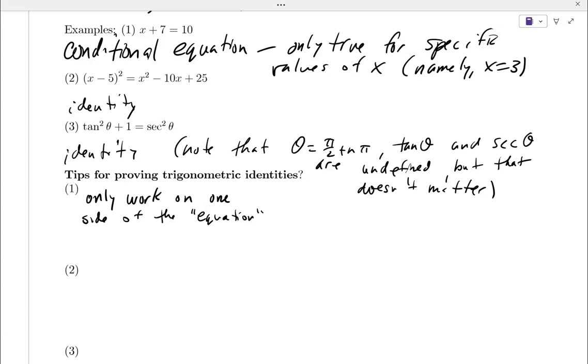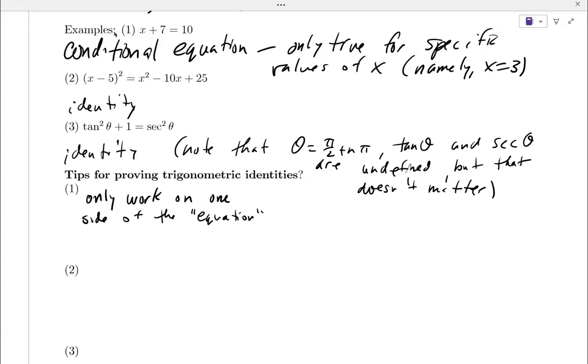I cannot operate on both sides of the equation because I don't know that I have an equation. Okay? So multiplying both sides by the same thing, can't do that. Squaring both sides, can't do that. You have to work on one side. We cannot try to do things to both sides because I don't know that I have two sides. So that's important. This one you have to follow. You cannot do things to both sides at the same time because you don't know that you have two sides. You don't know that it's an equation. That's a big one.